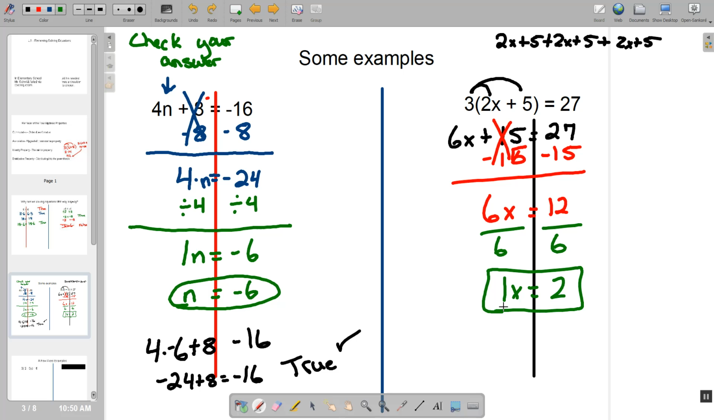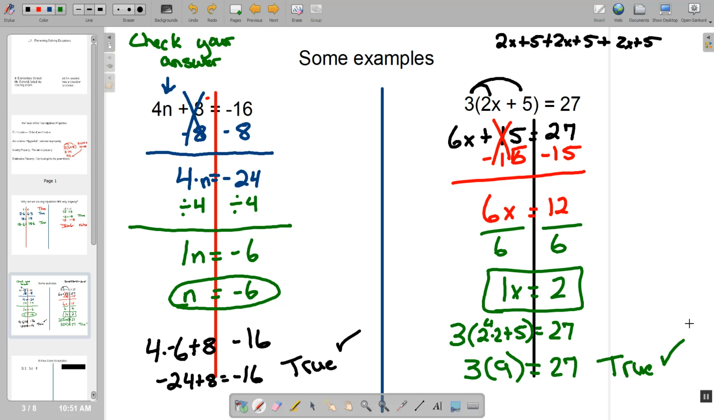And now I check my answer because I'm required to. Now, this time, the check's going to look a little bit different. Because I did the distributive property last time, now I can just do this regular without the distributive property by doing 2 times 2, which is 4. 4 plus 5 is 9. So I have 3 times 9 equals 27. That is true. Therefore, I have now gotten the right answer for both of these problems.